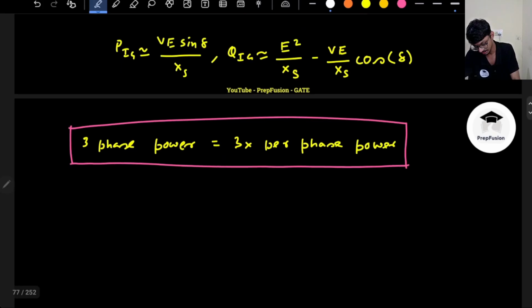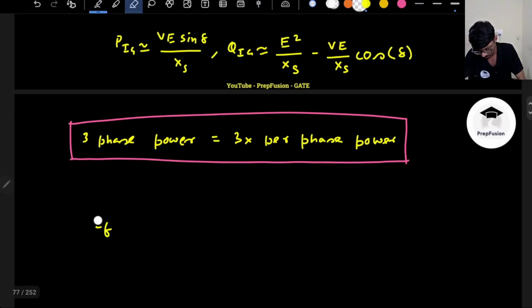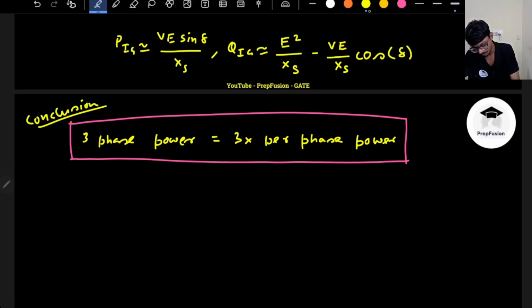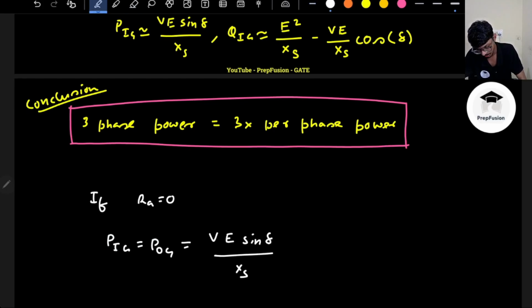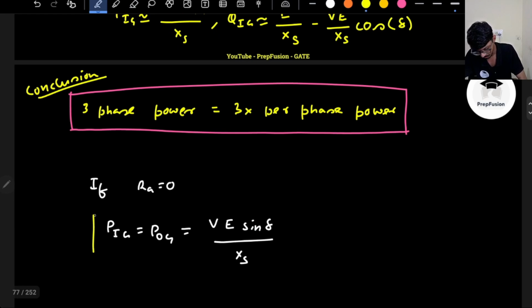So basically here, one more conclusion, these are the conclusions I forgot to mention. If Ra is 0, then PIG is equal to POG is equal to VE sine delta divided by XS. This is one of the important conclusions.